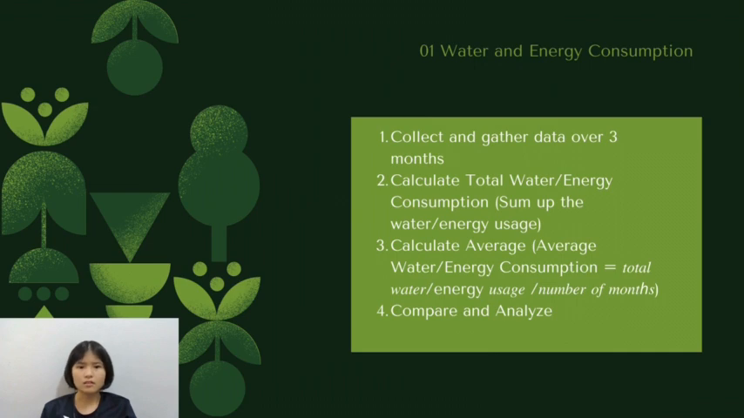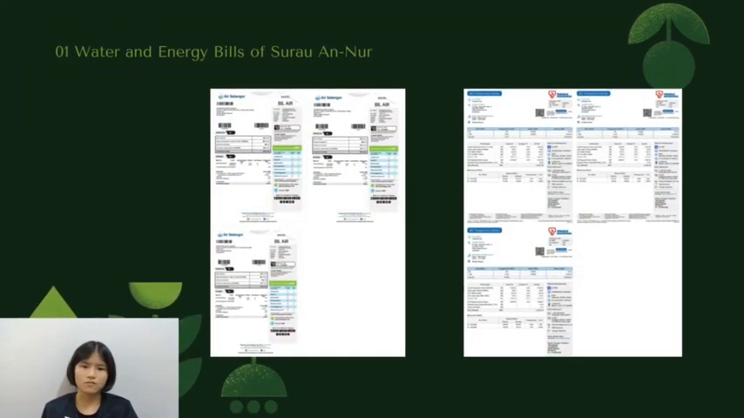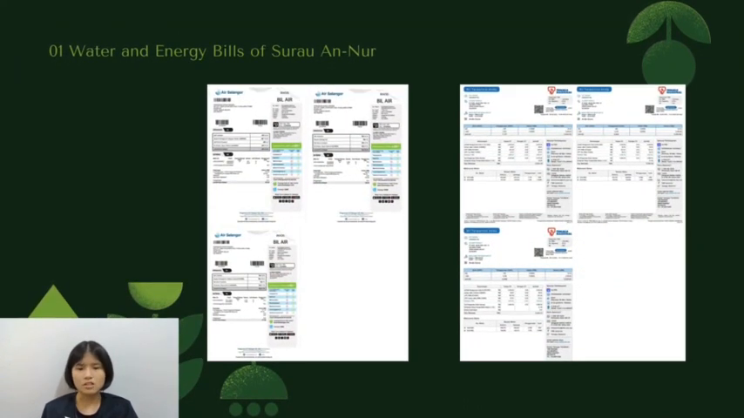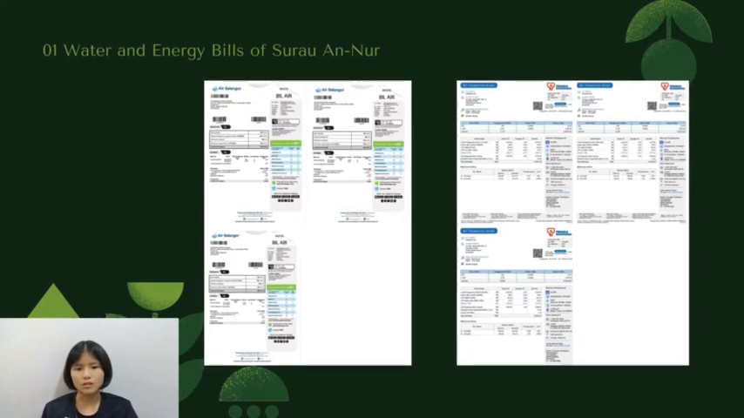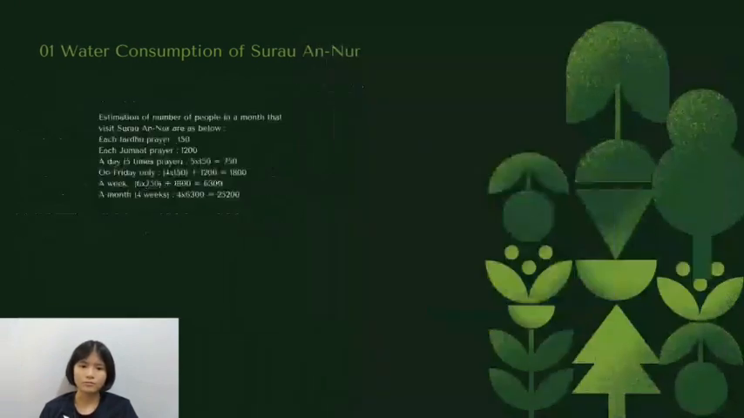Second, calculate the total water or energy consumption by summing up the water and energy usage. Then calculate the average: total energy or water usage divided by the number of months. Last, compare and analyze. These are the water and energy bills of Surau Ano for 3 months. This bill can help us to calculate the water and energy consumption. And this is the example of steps to calculate the water consumption of Surau Ano.